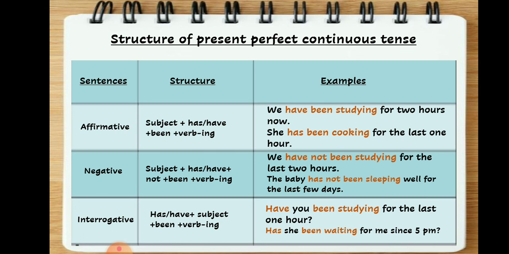And for interrogative sentences, first we place has or have followed by subject, then been, then we add ing form of verb. Have you been studying for the last 1 hour? Has she been waiting for me since 5 p.m.?